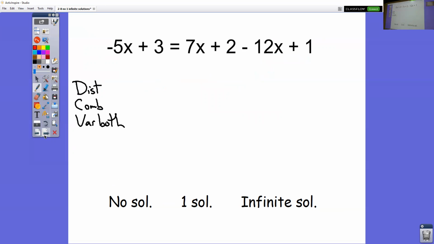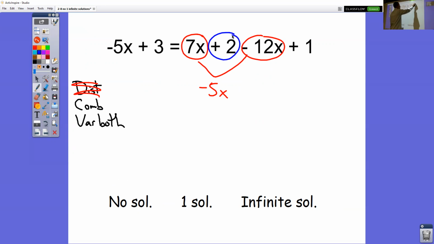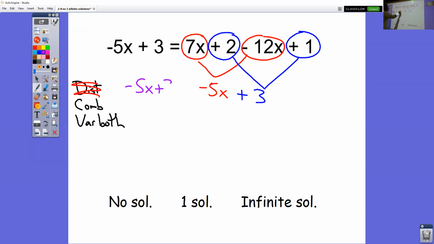Take a look at the next one. Do I have the distributive property? No, I don't. I don't have parentheses anywhere. Do I have combining like terms? Yes, I do. I have a 7x and a negative 12x on the same side of the equal sign, which gives me negative 5x. I also have a 2 and a 1, just plain numbers that I can add together to be a plus 3. Bring everything else down that we didn't use yet. So we didn't use this negative 5x at the beginning, or the plus 3, or the equal sign. So I did my combining like terms.